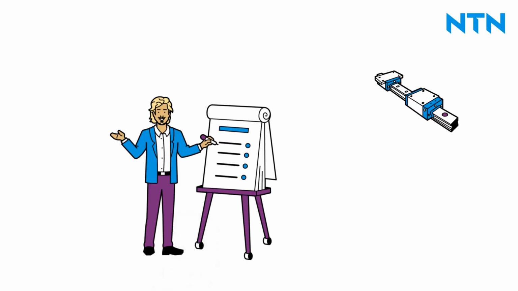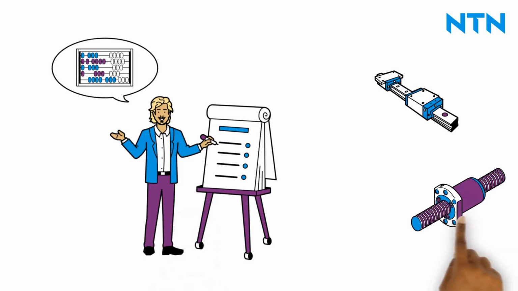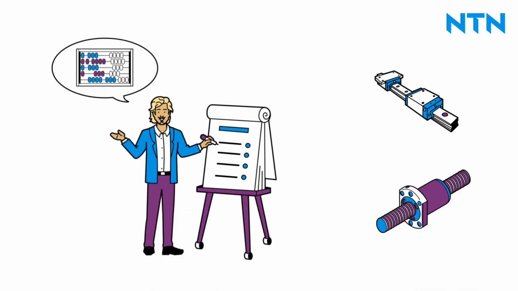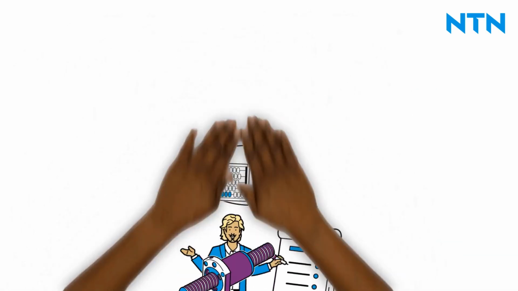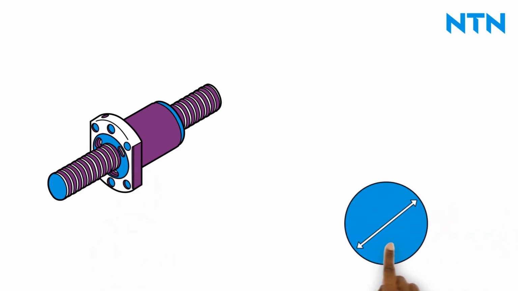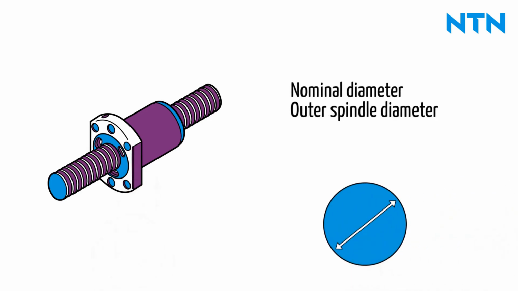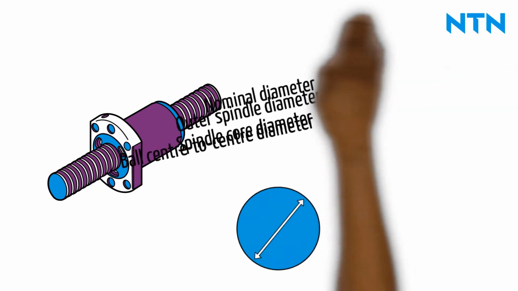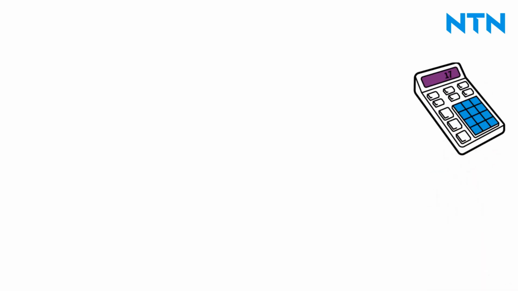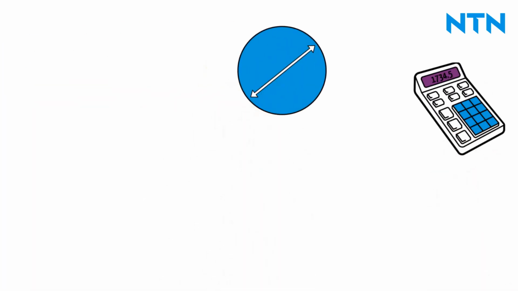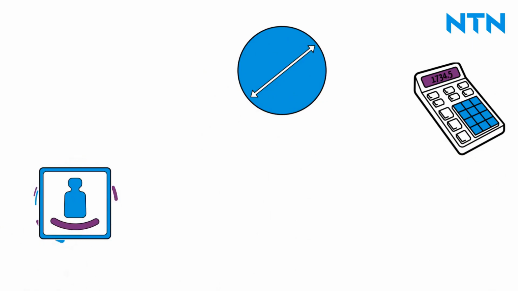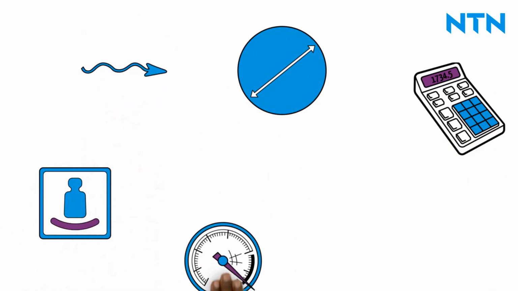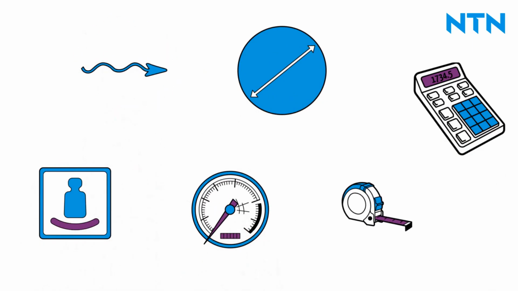As with linear guides, there are also calculation principles for screw drives, says Niels, but these are much more comprehensive. Ball screw drives are defined by the nominal diameter, the outer spindle diameter, the spindle core diameter, and the ball center-to-center diameter. Important for the calculation are the diameters mentioned above, the static load rating, the dynamic load rating, as well as operating speed and spindle length.